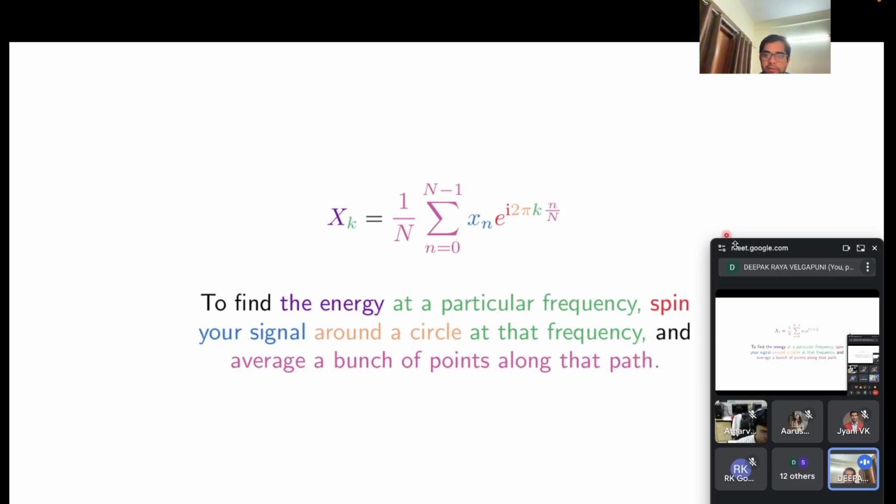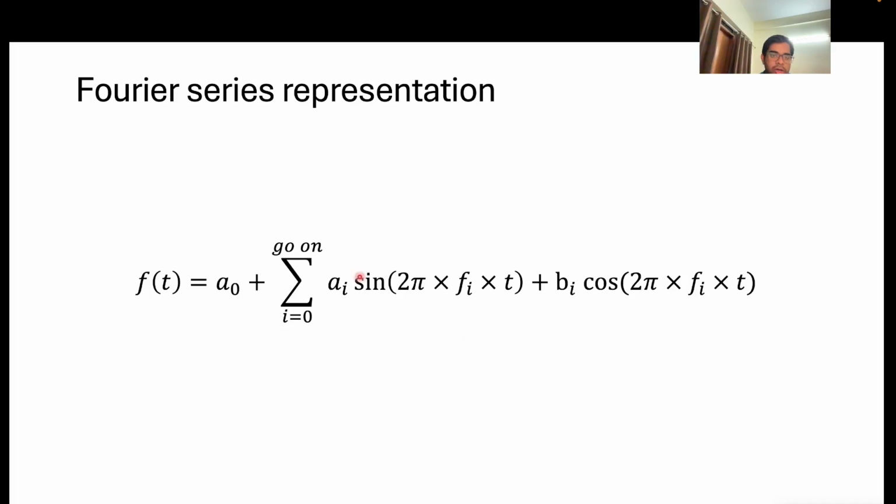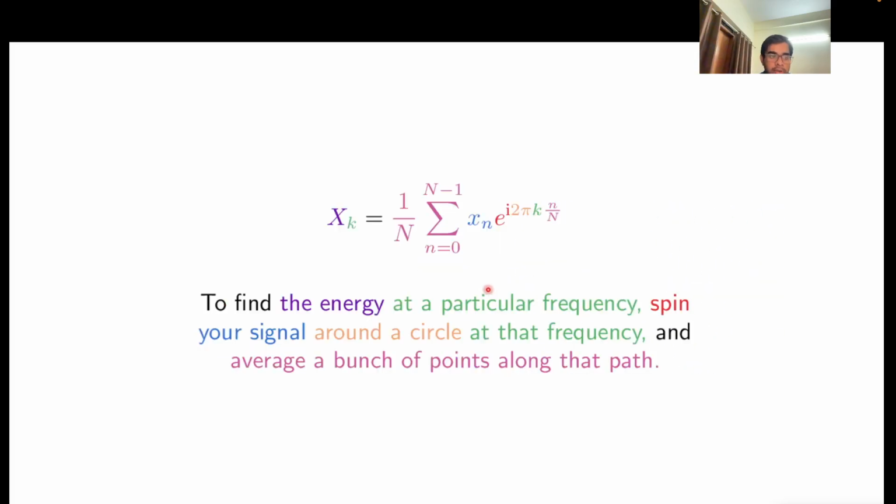If you have gone through the material that I shared, what we are saying is if a signal is there and you want to find these components, so if I try to find these ais and bis, how do you get the equation? I'm not dealing with the steps, I'll show that in the next class. So this capital X of k is nothing but how much of this. Instead of ai comma bi, you are representing the whole thing in terms of xk.